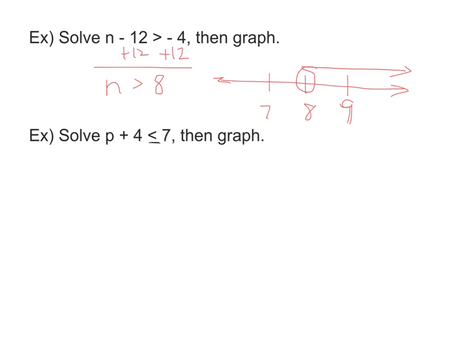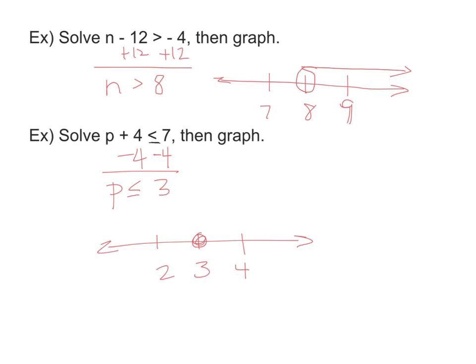On the next one, we'll subtract 4 from each side. Make sure we keep our inequality the same, so it's p is less than or equal to 3. So now I graph 2, 3, 4. Now this one will be a closed circle at 3 and pointing to the left.